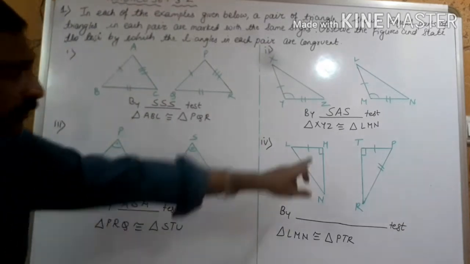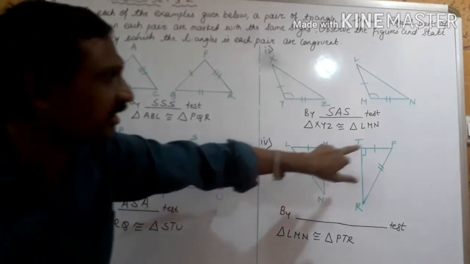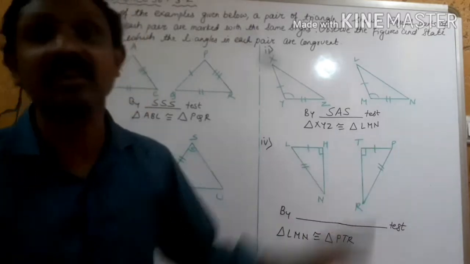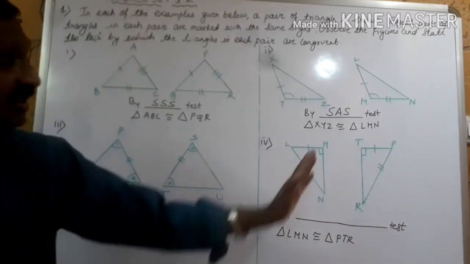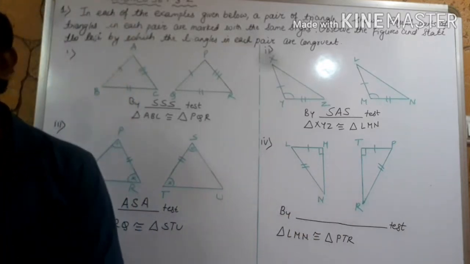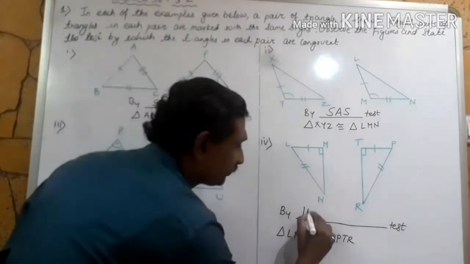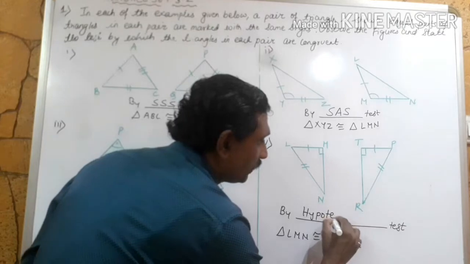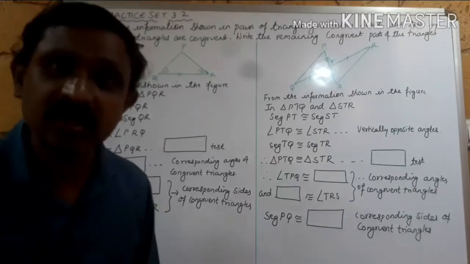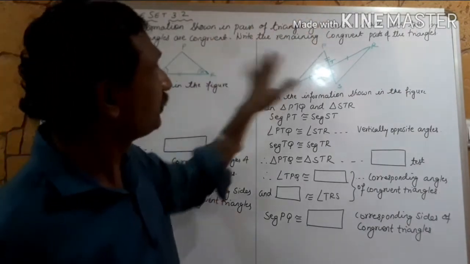Let's go to the fourth one. In the fourth one, if you see, straight away you have a perpendicular here. It's 90 degrees, 90 degrees. Hypotenuses are congruent and this side. In such cases, we say that these two triangles are congruent by hypotenuse side test.